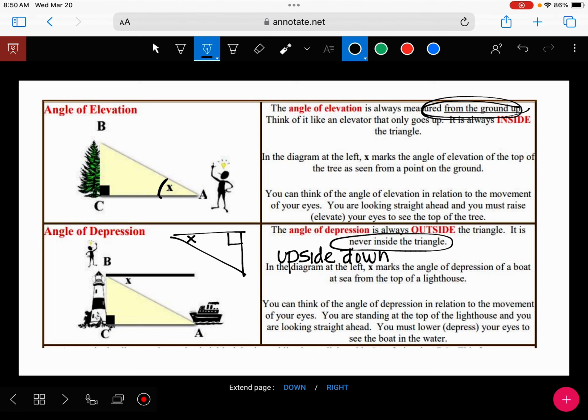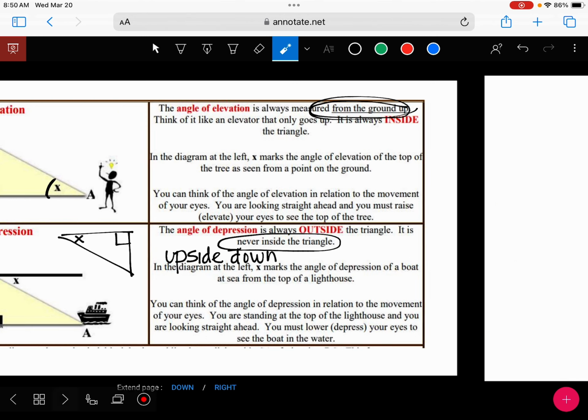So it says for angle of elevation, you think of it in relation to movement of your eyes. If you're looking straight ahead, you must raise or elevate your head to see the top of the tree. But for an angle of depression, if you're looking at the top, you have to lower your eyes or depress your eyes. So you're looking down versus looking up.